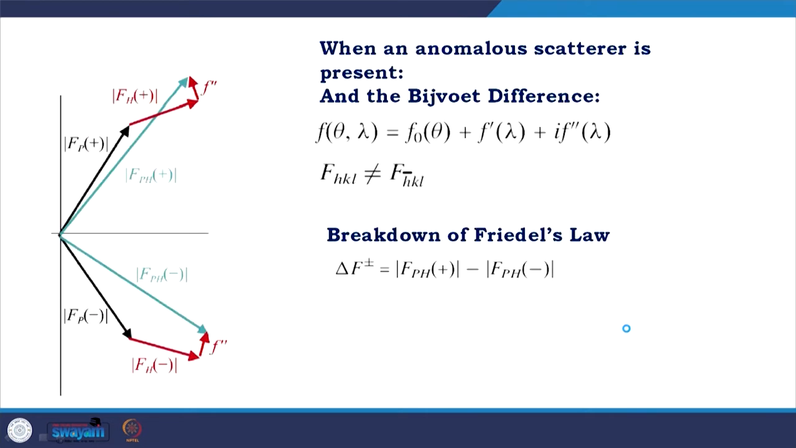But when an anomalous scatterer is present, there are Bijvoet differences: F(theta, lambda) equals F0(theta) plus F prime(lambda) plus i F double prime(lambda). In this case, F(HKL) is not equal to F(HKL bar), and the breakdown of Friedel's law is delta F plus minus equals delta phi plus minus delta phi minus. The differences you could see here.